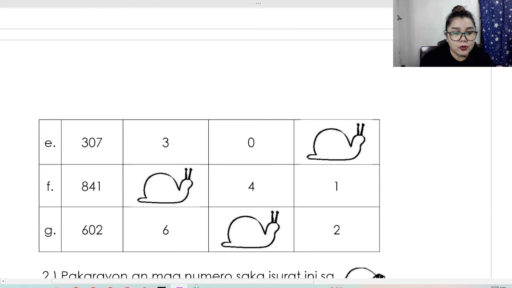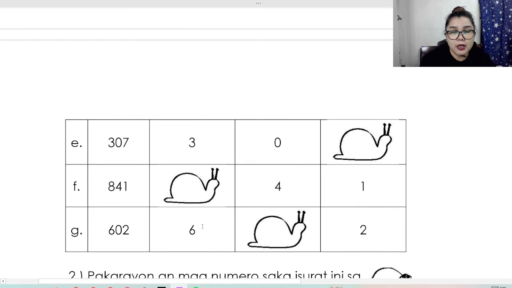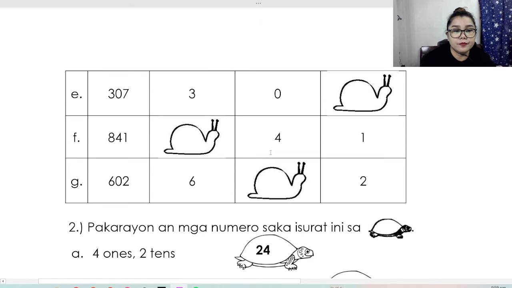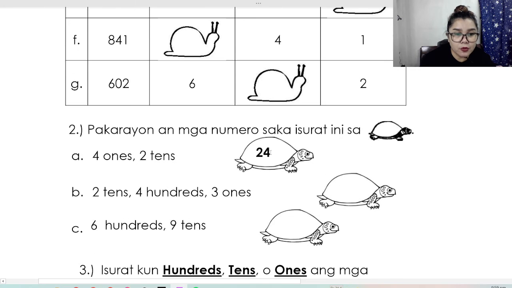And then, to continue, there are items E, F, and G. And then, we now go to number 2, pakarayon ang mga numero. So, nakikita ninyo, we have the ones, tens, hundreds. Do not forget the order. So, ones, tens, hundreds. So, dapat ang mauuna ones, ang sunod is tens, and then the last one is hundreds.